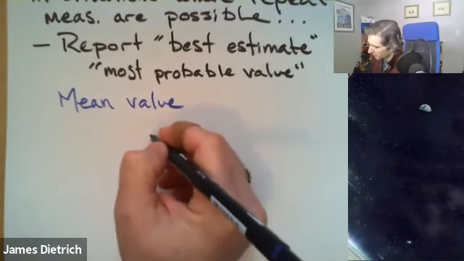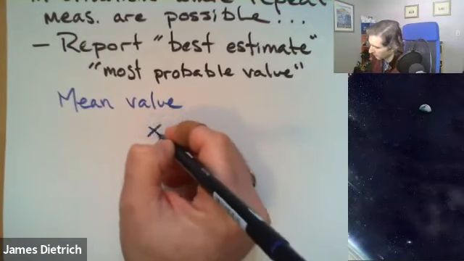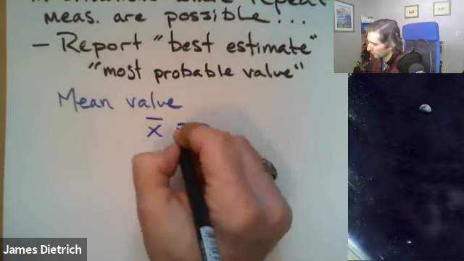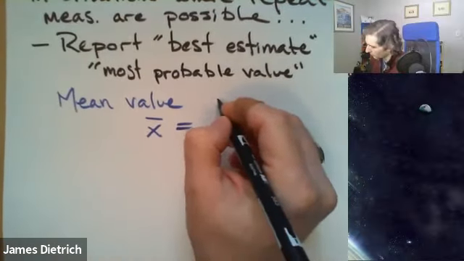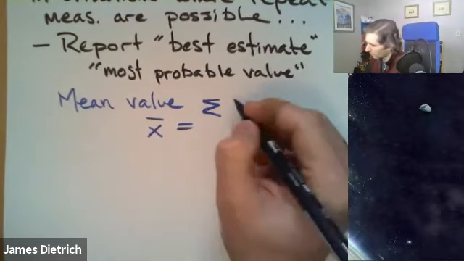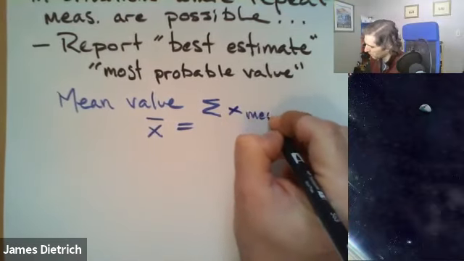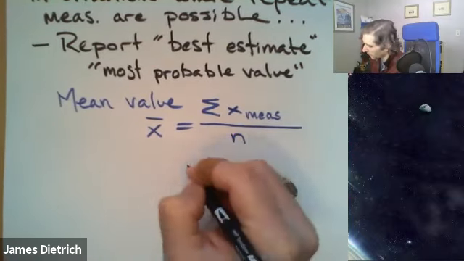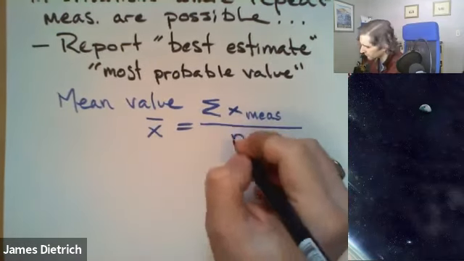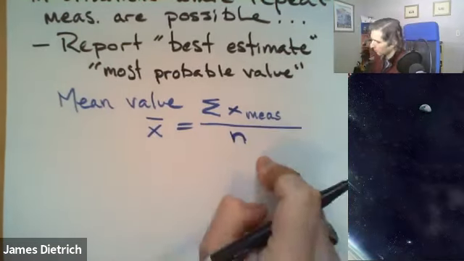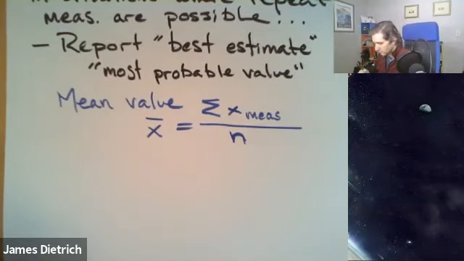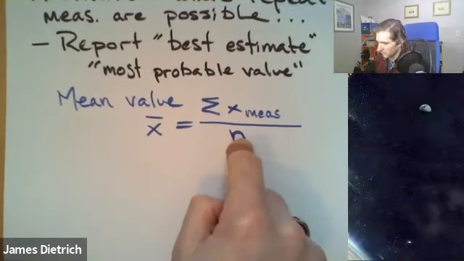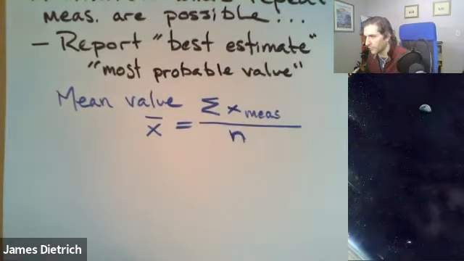Generally we symbolize the mean as x bar. The equation for this is the sum of our measurements divided by the number of measurements that we've taken. So if we take 5 measurements, we add all 5 together and divide by 5 to get the average value for those measurements.